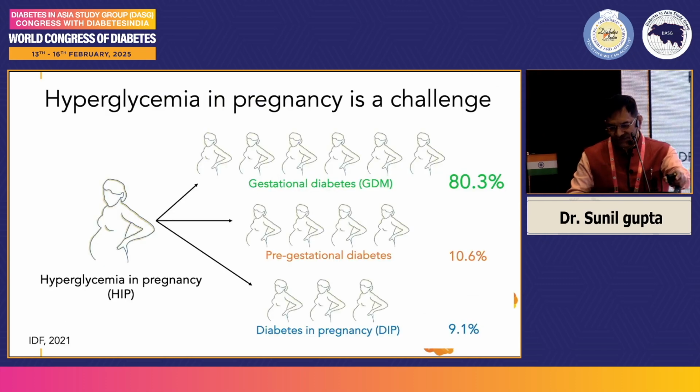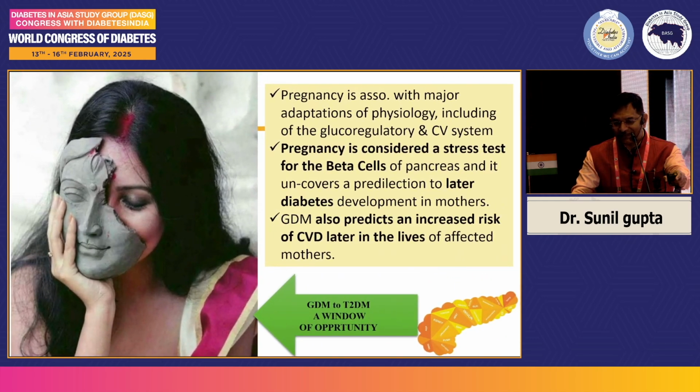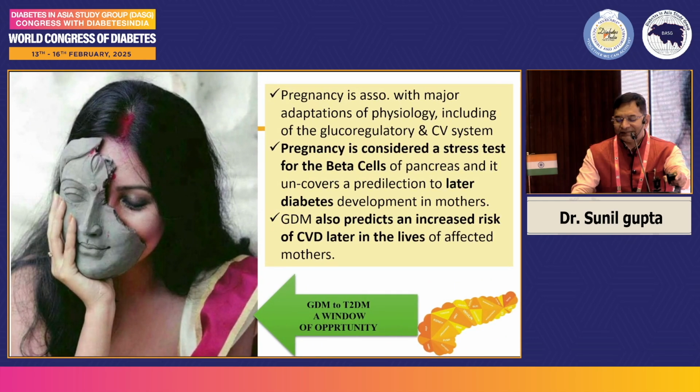I feel everyone knows that the prevalence of HIP is increasing. Almost 85% are going to be gestational diabetes, around 15% are going to be pre-gestational diabetes. And pregnancy is being considered as a stress test to the beta cells, and they are likely to develop diabetes in future. I feel everyone is aware of this particular slide. Important is this is one of the windows of opportunity that we can unfold these women who have compromised beta cells and are likely to develop diabetes in future.